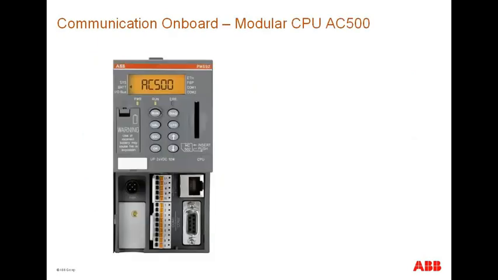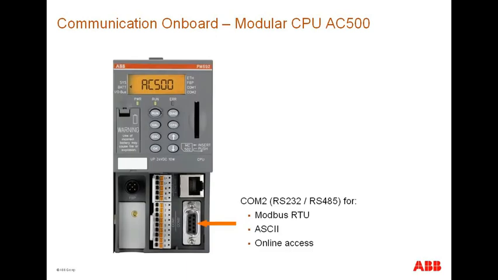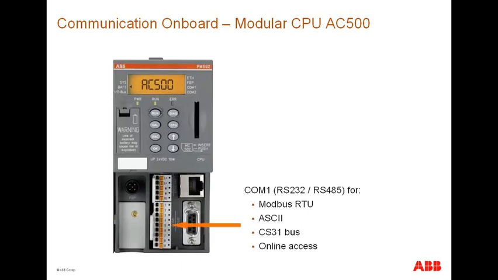Now, we talk a bit more about these communication options that are on board with the AC500 PLC controllers. As seen on the screen, for the modular CPU, the COM2 port is linkable through a 9-pin female D connector, or a 9-pin terminal block in case of COM1, and supports both RS-232 or RS-485 protocols by default.